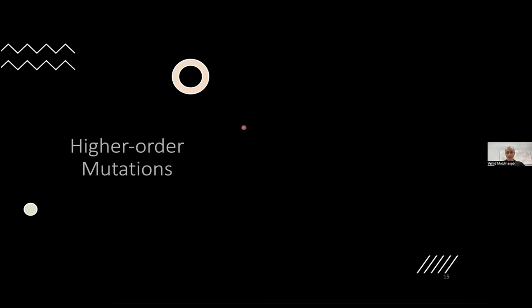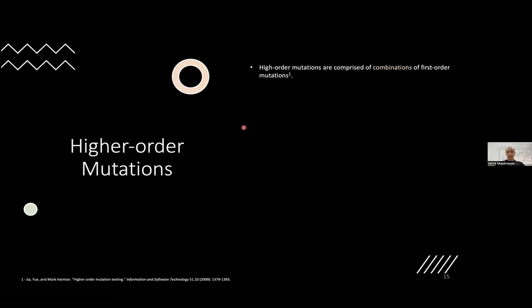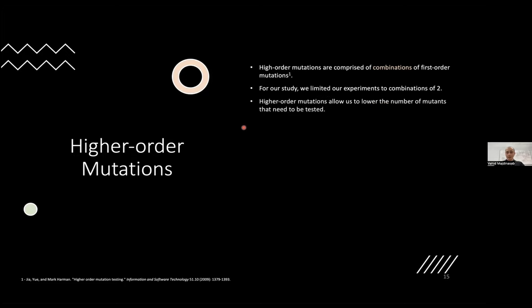This leads us to the concept of higher order mutations. Higher order mutations are comprised of combinations of first order mutations. So for example, you can have an agent that has an incorrect loss function and a mangled operator at the same time. For our study, we limited our experiments to combinations of two mutations at a time.